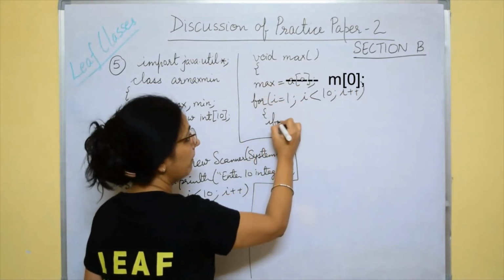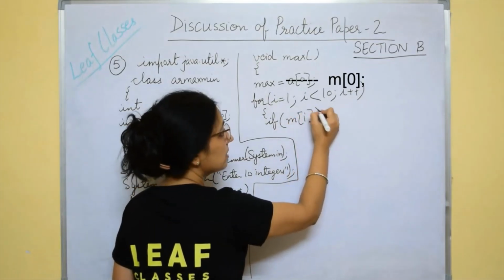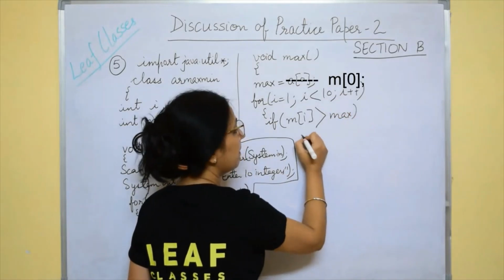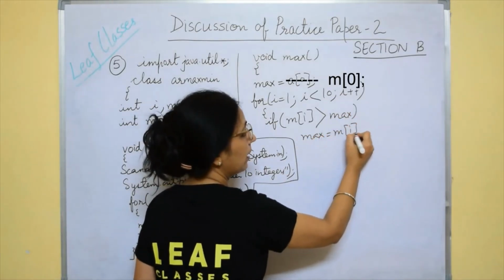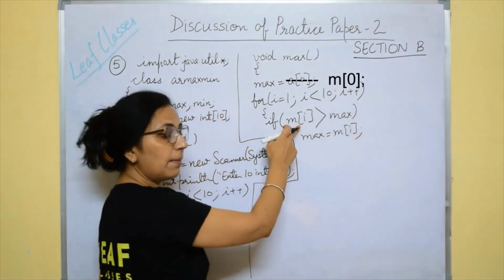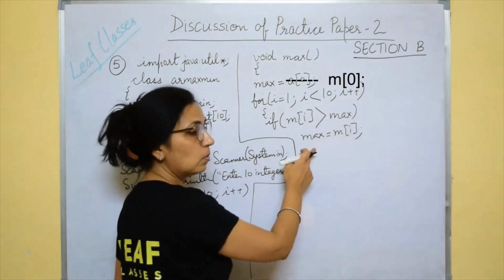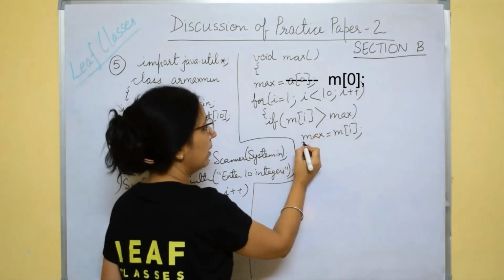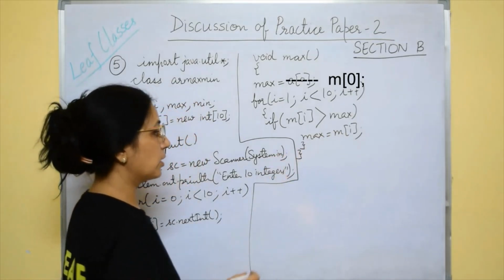Now here you will compare. If m of I is greater than max, then max equals m of I. जब भी हमें mi की वैल्यू मैक्स से बड़ी मिलेगी, मैक्स में वो वैल्यू को रिप्लेस करा देंगे, मैक्स में वो वैल्यू स्टोर हो जाएगी. This you close your for, and then you close your max function.